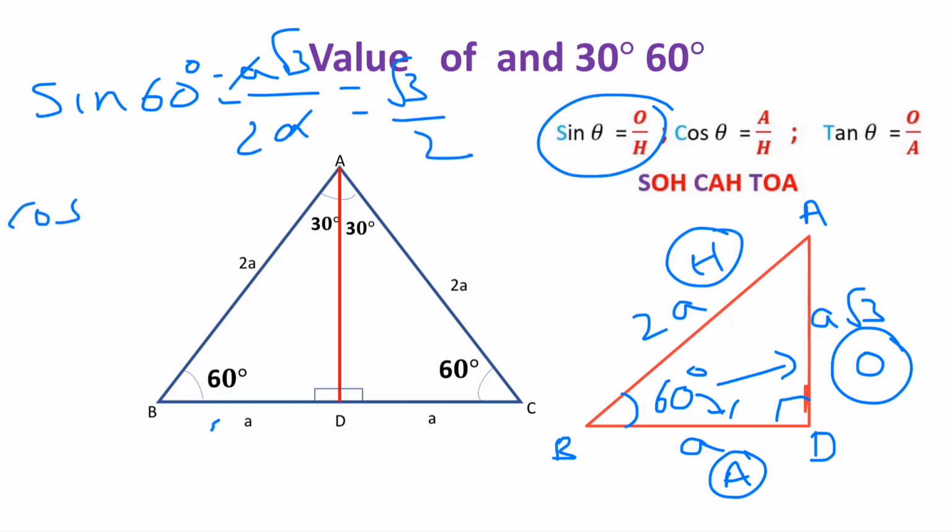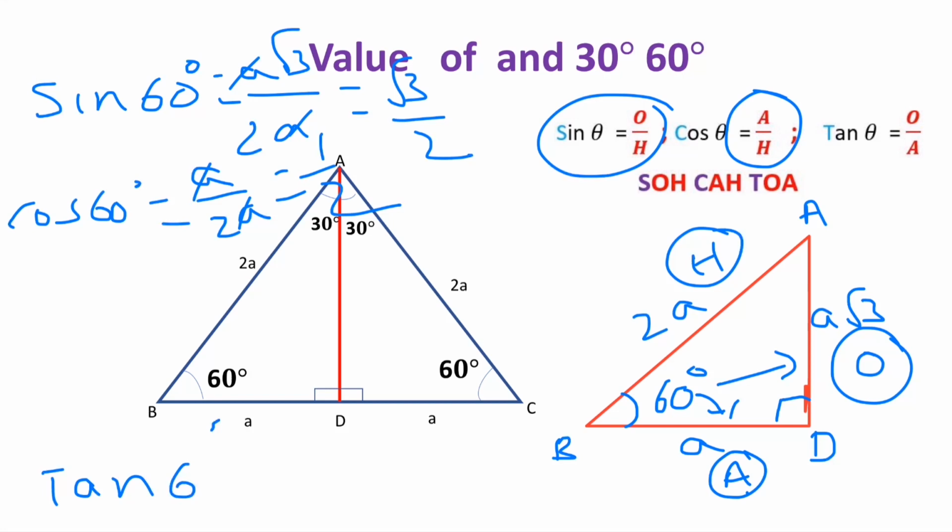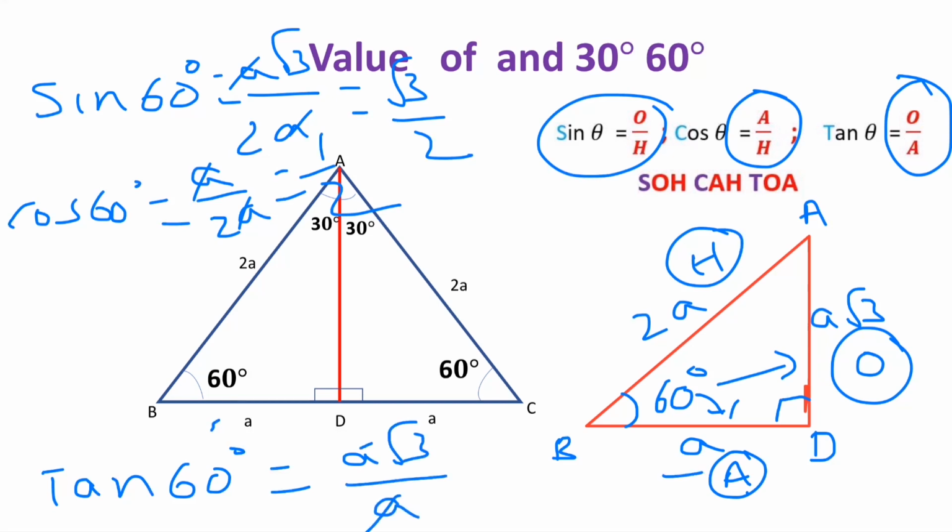Similarly, cos 60 will be the adjacent side by hypotenuse, which is A by 2A. So cos 60 degrees is 1 by 2. Now tan 60 degrees. Tan is opposite by adjacent. So the opposite side is A root 3 divided by the adjacent side A. So tan 60 degrees is root 3.